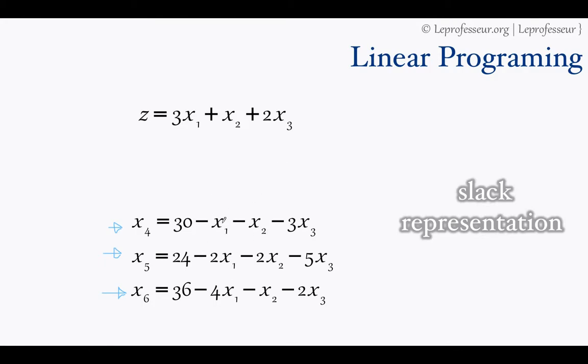And our original variables are x1, x2, x3. So if we try to find the solution for x4, x5, x6, one solution is when x1, x2, x3 take the minimum value 0. That solution we will call a basic solution. If we put x1, x2, x3 equal to 0, then we get x4 is equal to 30, x5 is equal to 24, x6 is equal to 36, and z is equal to 0, our objective function.